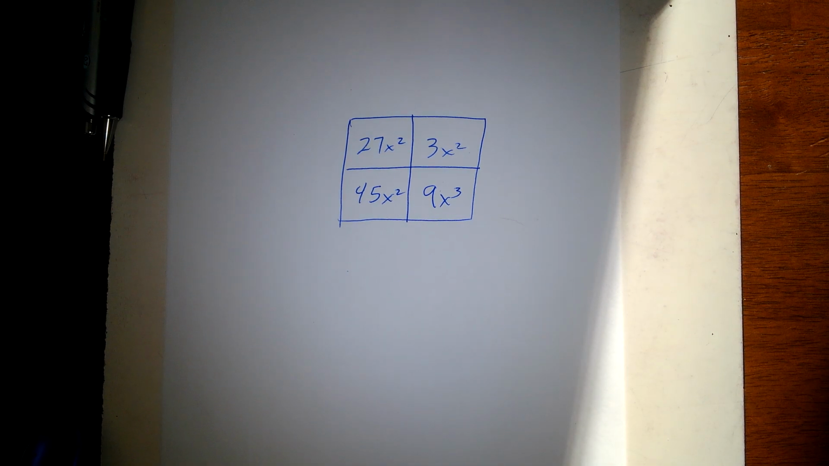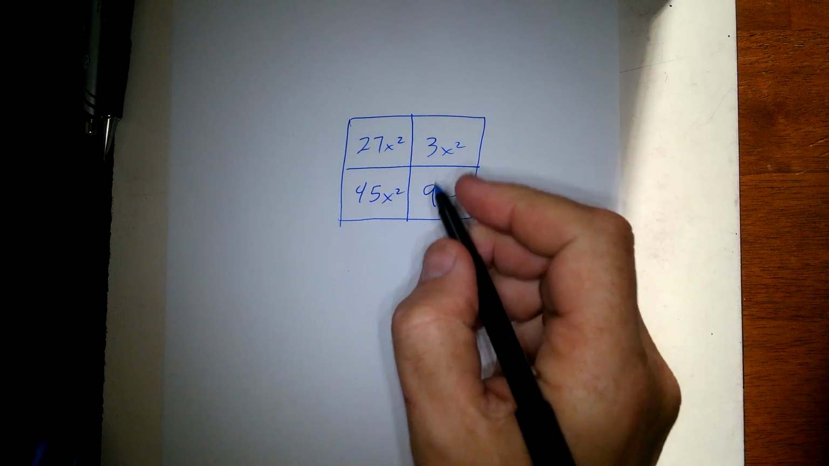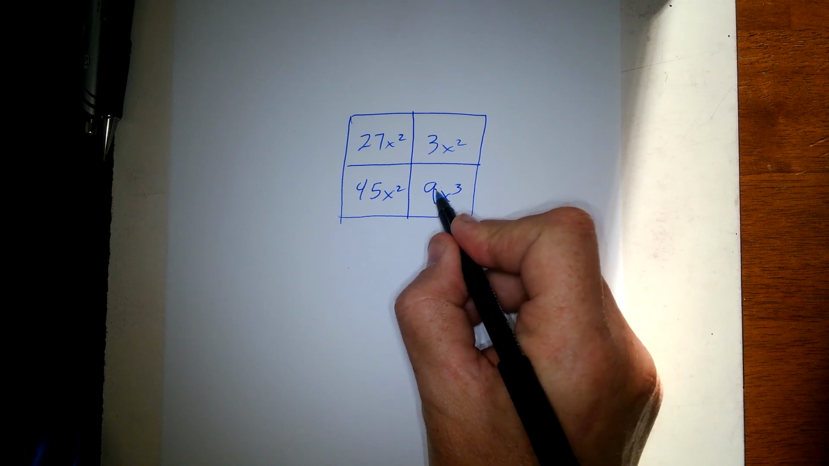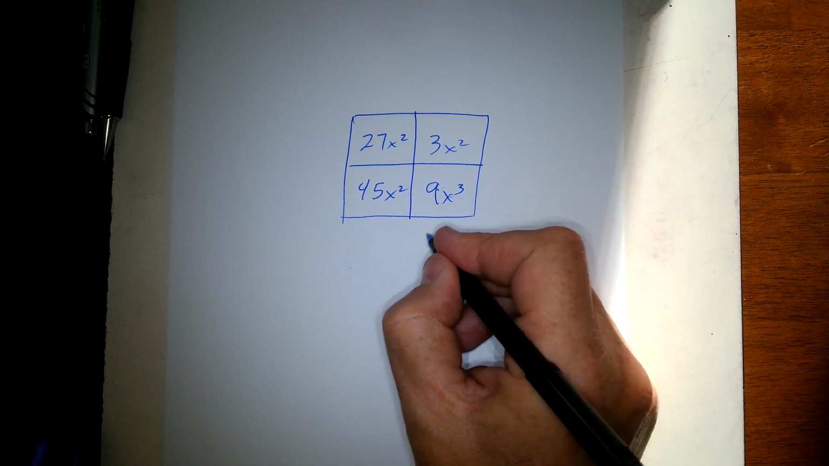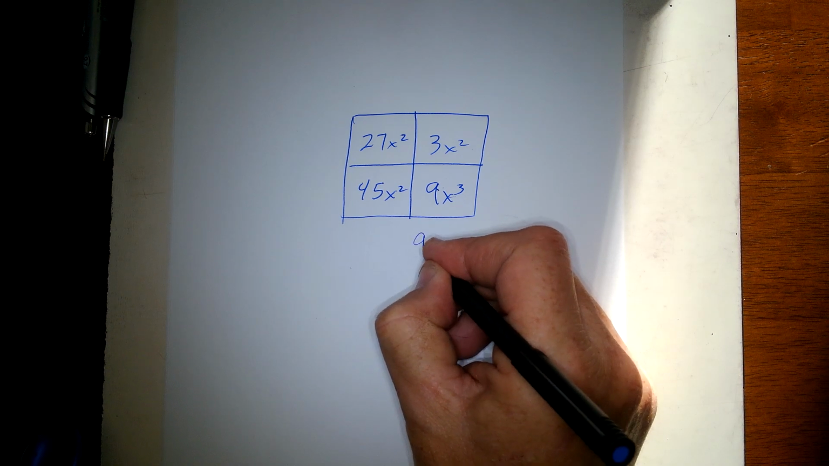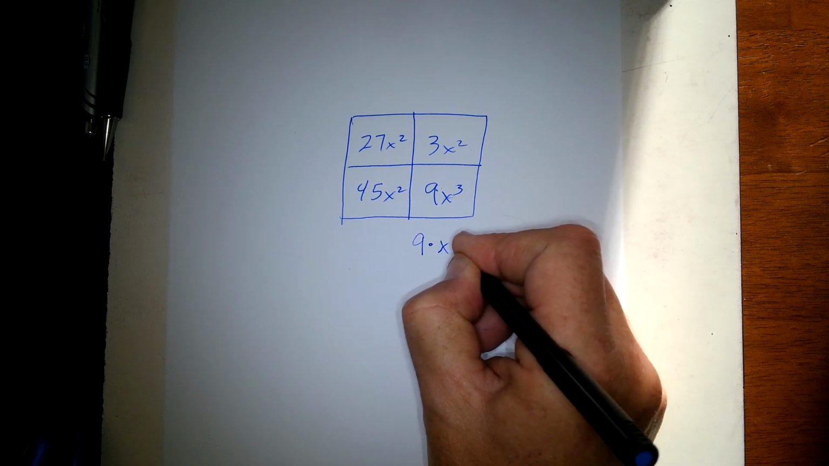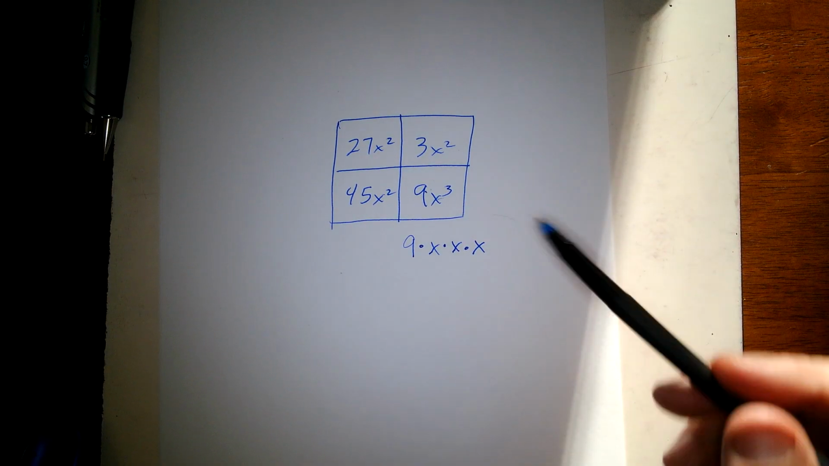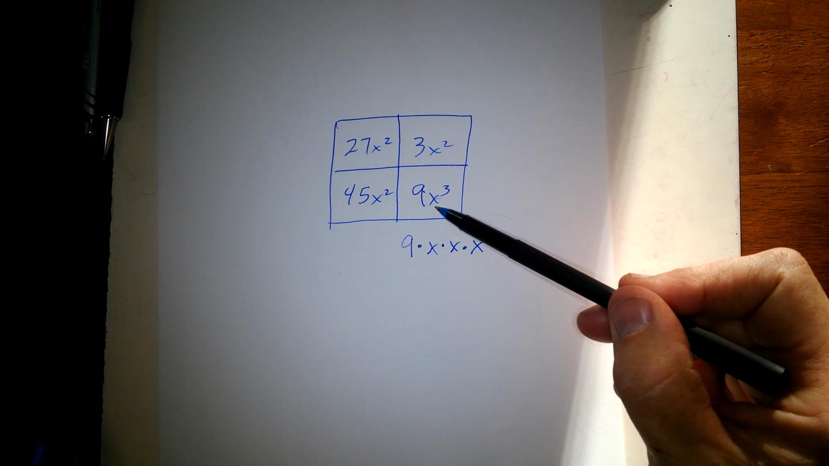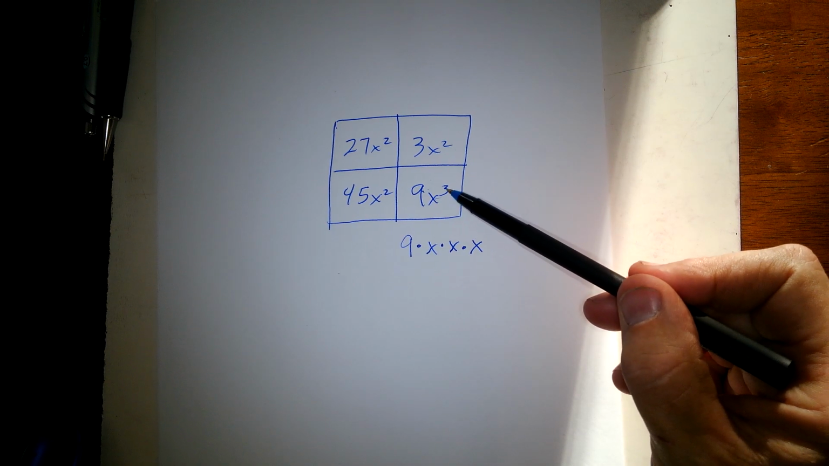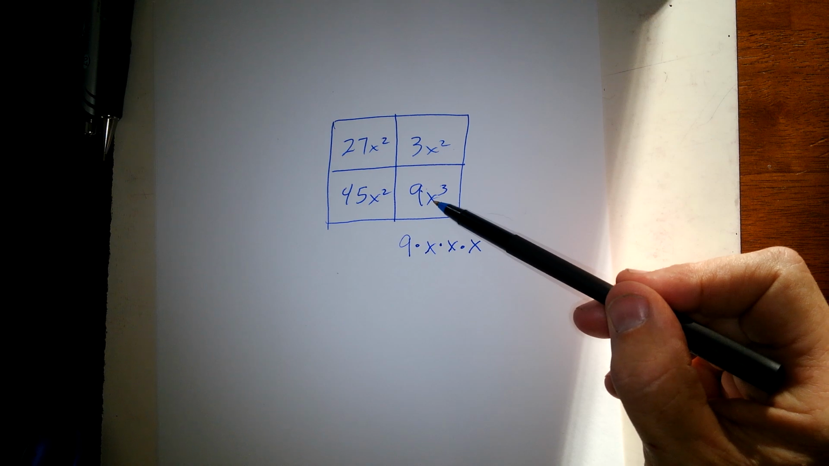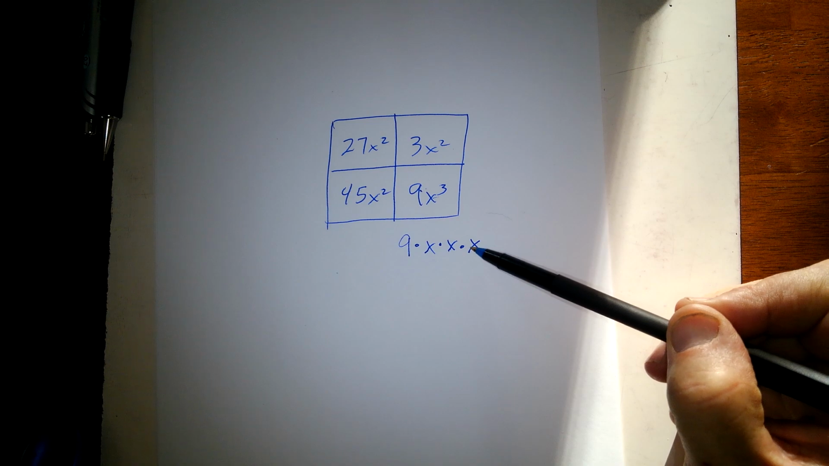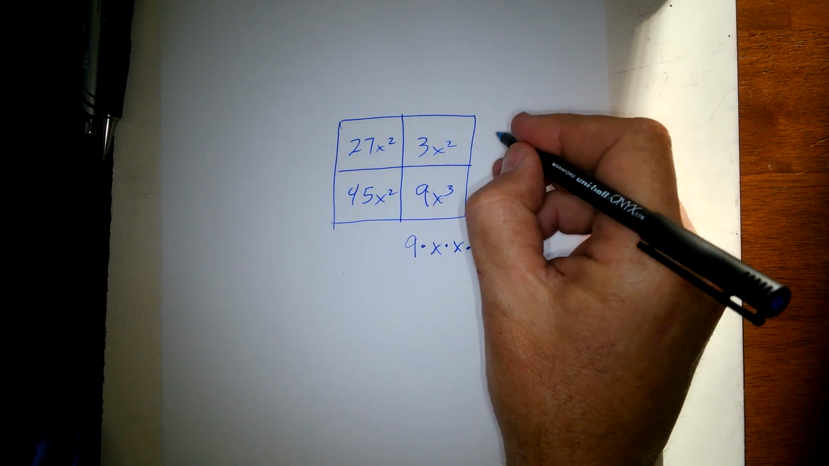But I wanted to change some things in our thinking right now. A lot of us were thinking that we were cubing the 9, but that's not what is being said here. It's really being said 9 times x times x times x. The only thing being cubed is the x. And when we have an exponent of 3, it means we're taking the base number x and multiplying it by itself 3 different times. So what would 3x squared look like?